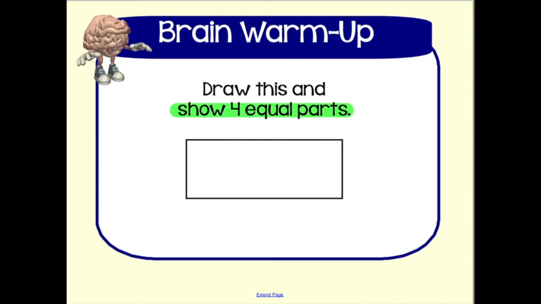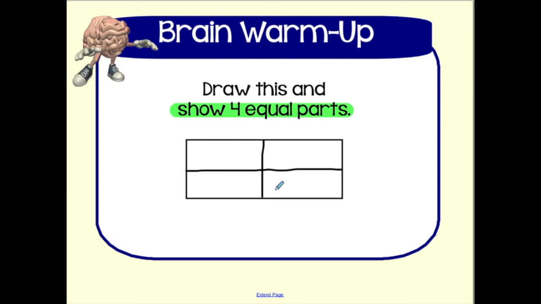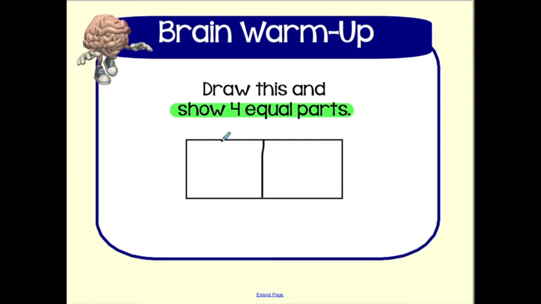We could pretend this is a candy bar and we're splitting it with 4 different people. So we could go like this. First we'll cut it in half, but that's not enough. There's only 2 pieces. So we could go like this. And now I see 4 equal pieces. But you know what? There's another way to do it. I could do this again, and I could go like this, and then I could go like this.